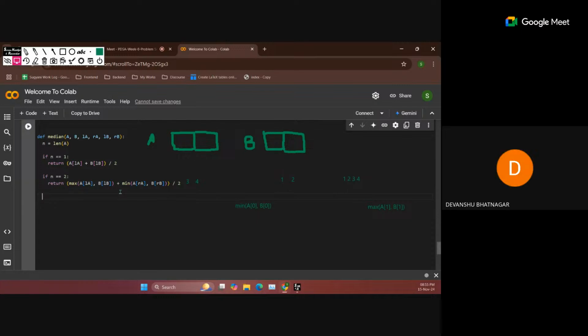Clear. Okay. Now comes the other case, the general scenario. What we will look into is what happens if A of middle of A is equal to A of middle of B. What happens in this scenario?